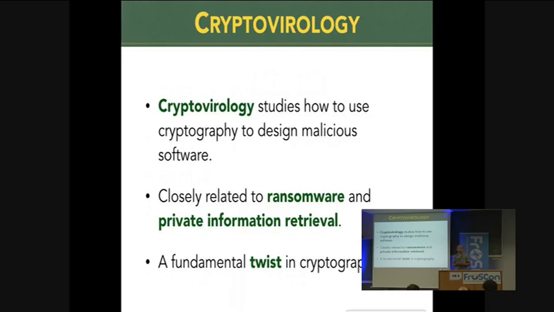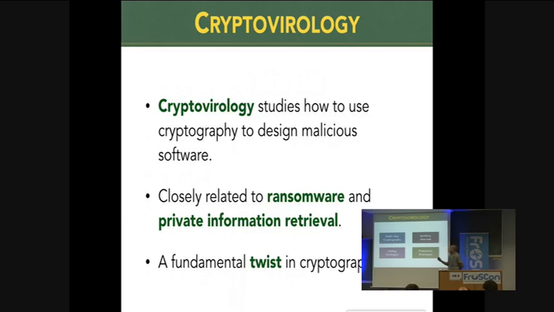Okay, from the point of view of a hacker, they want to retrieve some information, but they want to do it safely. So cryptography can help here. And it was a fundamental twist in cryptography. Before that, cryptography was used to protect information, to hide what we don't want to share with the rest of the world. But here, applying cryptography to malicious software was a fundamental twist.